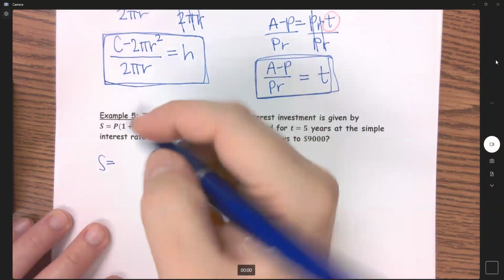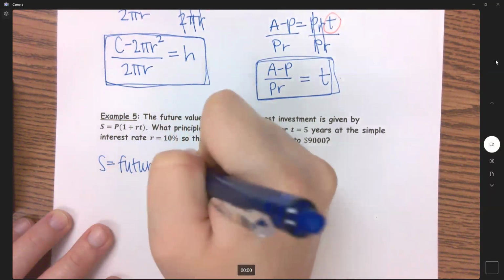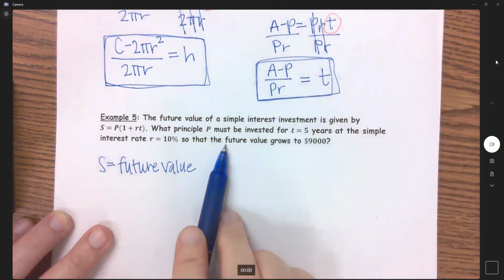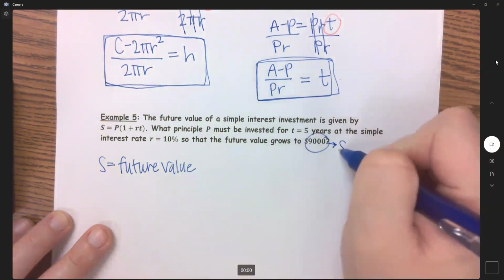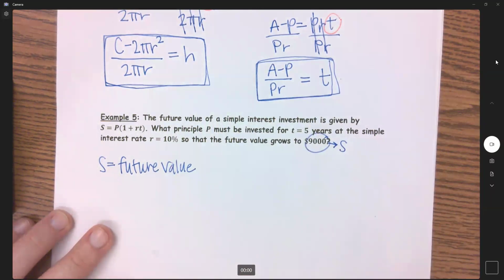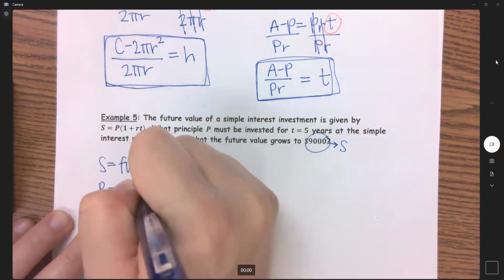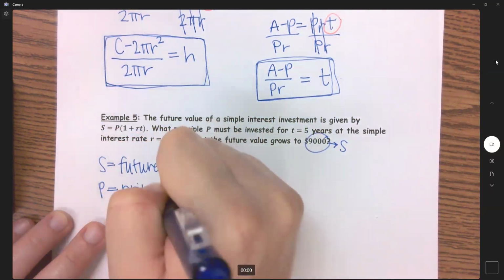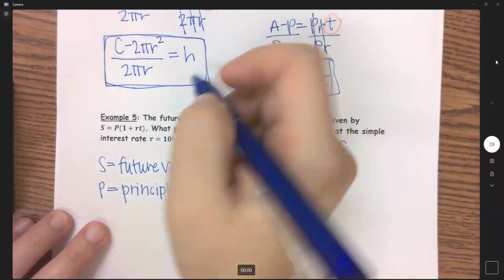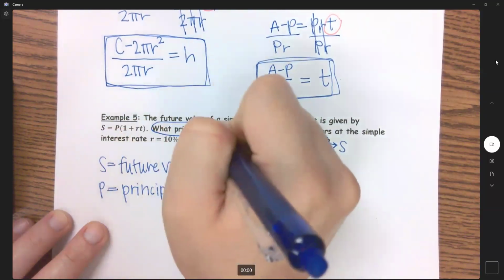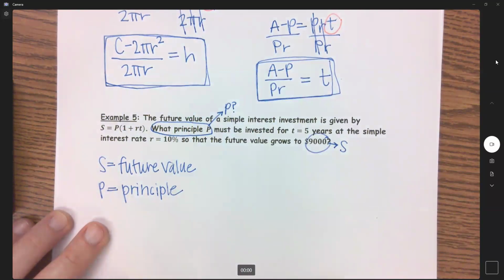My S is my future value. And it tells me right here, the future value grows to 9,000. So here is my S. This P stands for the principal. And it wants to know what principal P. So that means we're not going to know what P is. That's what we're going to end up solving for.